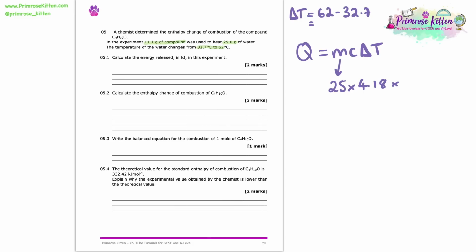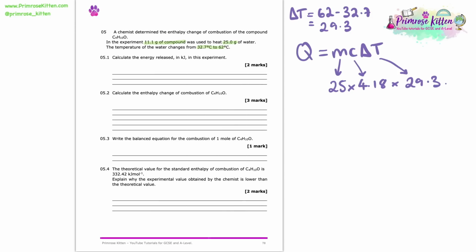And delta T is the change in temperature. So the change in temperature in this case is going to be 62 minus 32.7, which gives us 29.3. An important thing to remember here is that for delta T, it doesn't matter what the unit is. It doesn't matter if it's degrees C or Kelvin, the difference between the temperatures will be the same. So delta T is equal to 29.3.